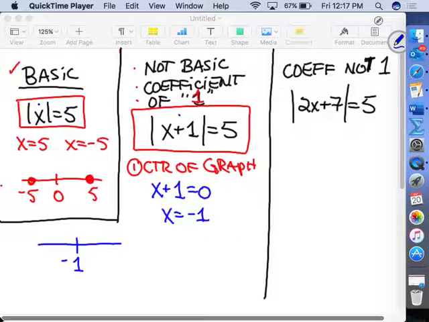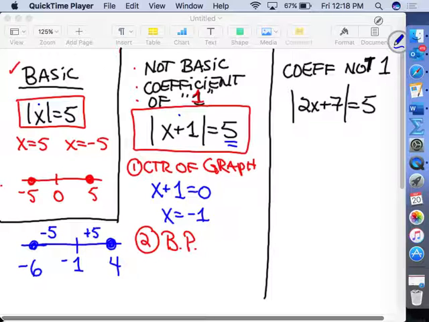And now, to find your boundary points by using the number line method, and I'll just use BP for boundary points, I'm going to add and subtract to my center. So first off, I'm going to add 5, so the center plus 5, and the center minus 5. Negative 1 plus 5 puts me at 4. Negative 1 plus negative 5 puts me at negative 6. So these are my two boundary points or solutions for this particular equation.